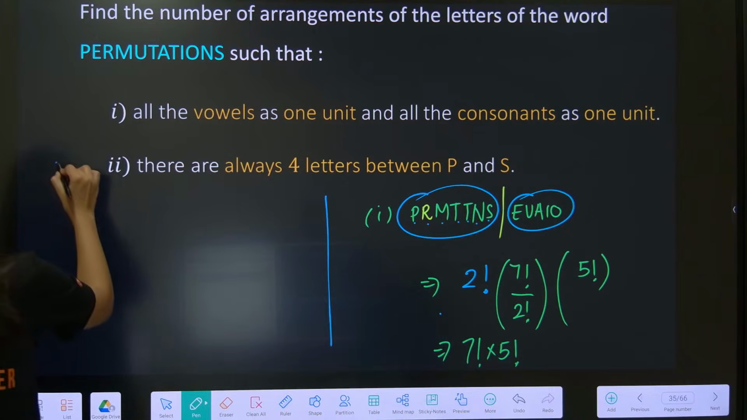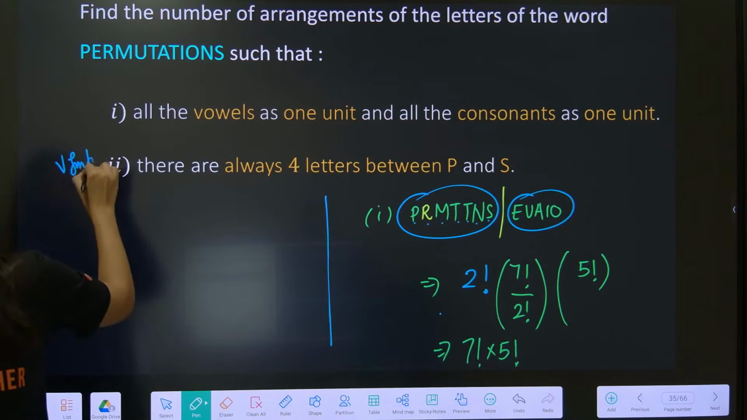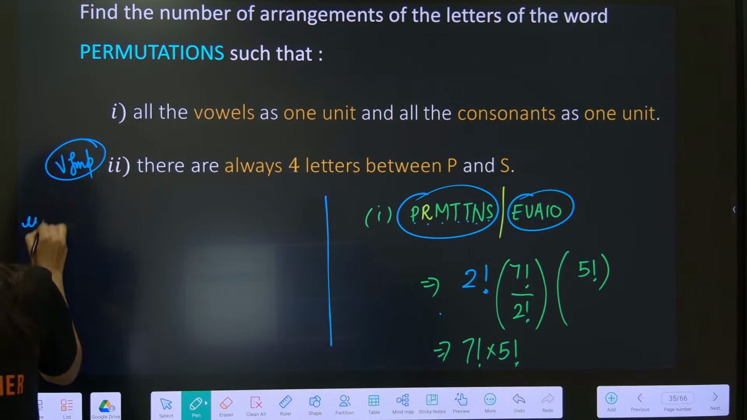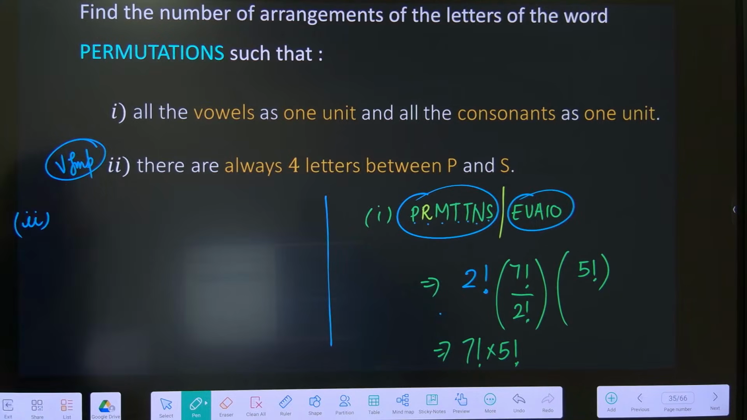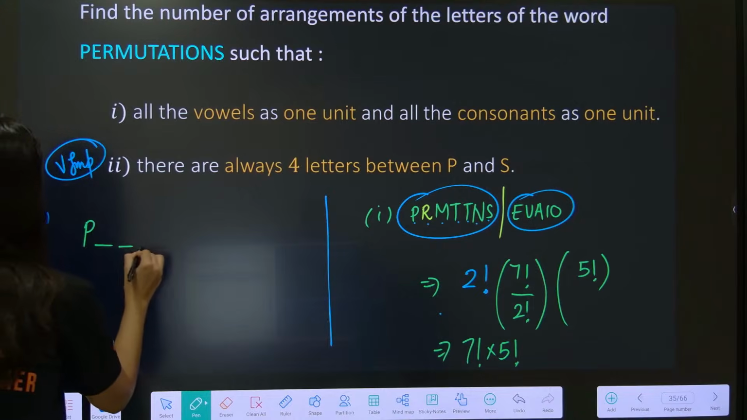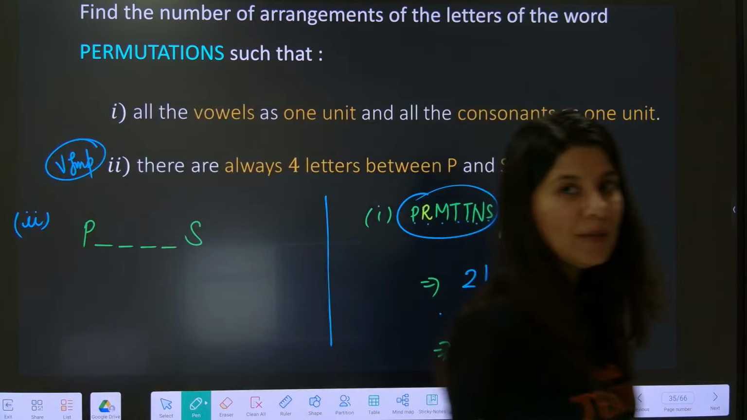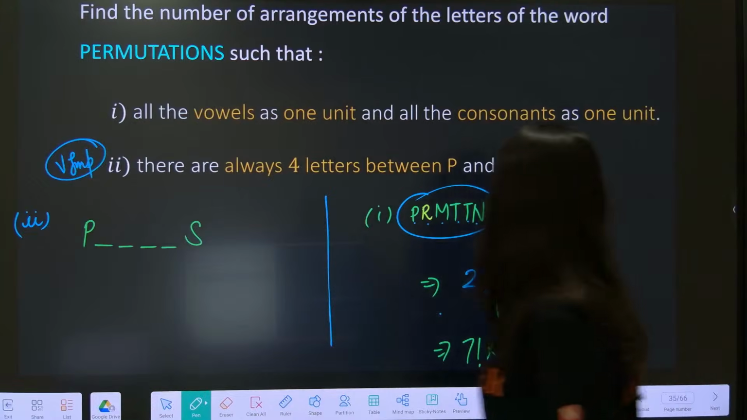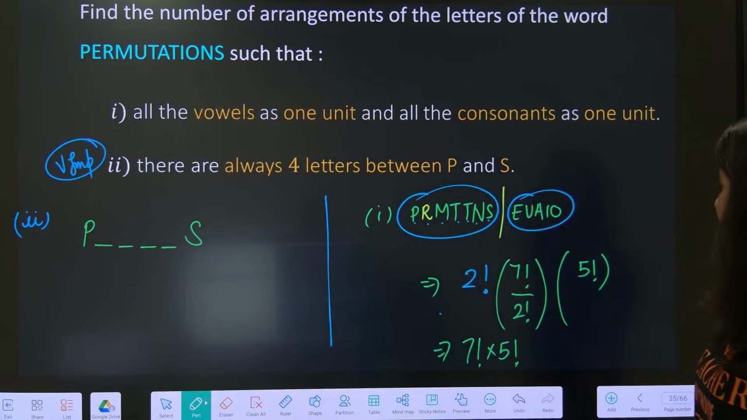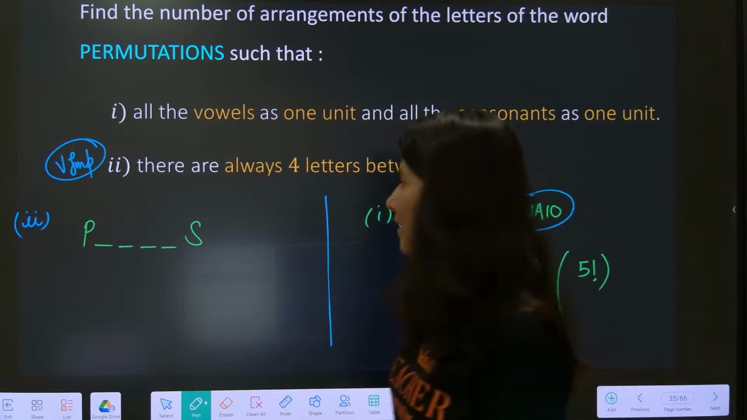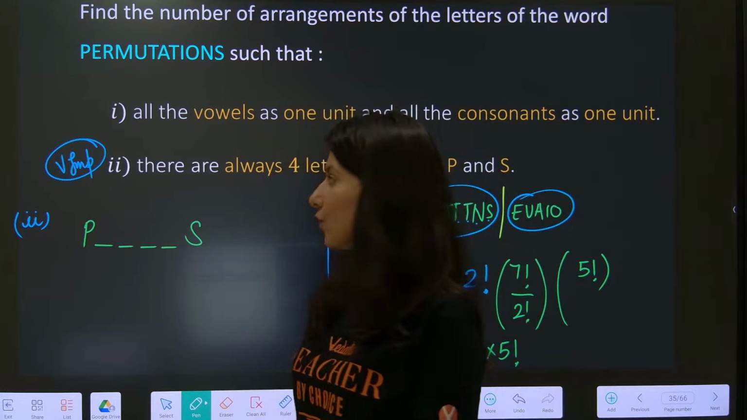The second question is very important. This is given in your NCERT also. There are always 4 letters between P and S. So what we are going to do is, first of all, in permutations, can you see this is 7 and this is 5. Total 12 letters are there.